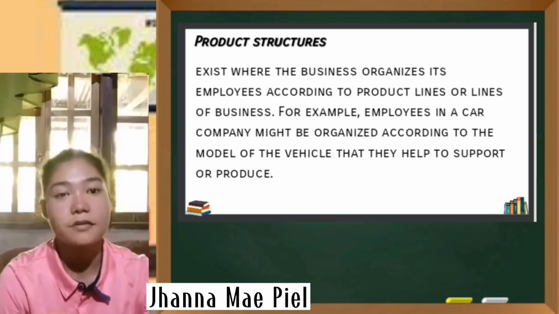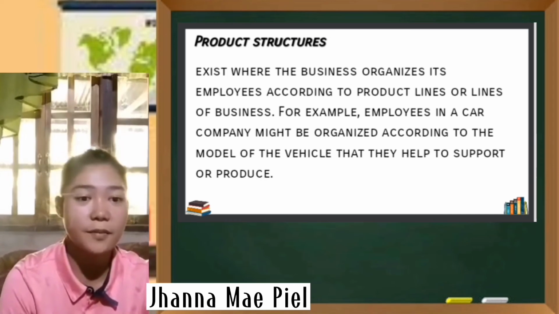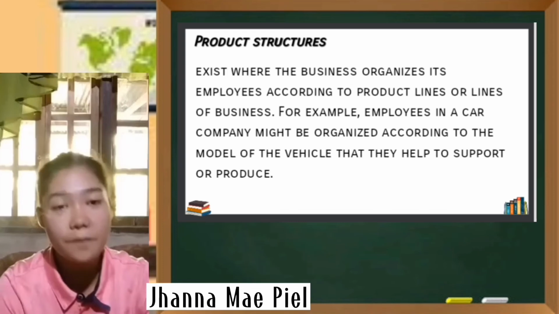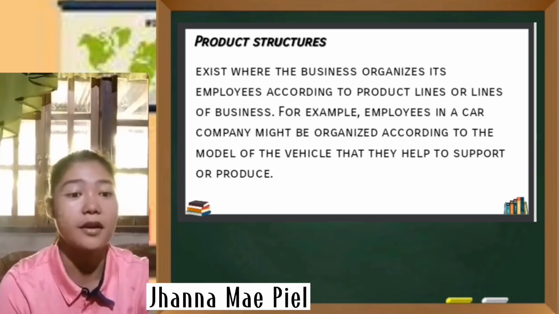Product structures exist where the business organizes its employees according to product lines or lines of business. For example, employees in a car company might be organized according to the model of the vehicle that they help to support or produce.